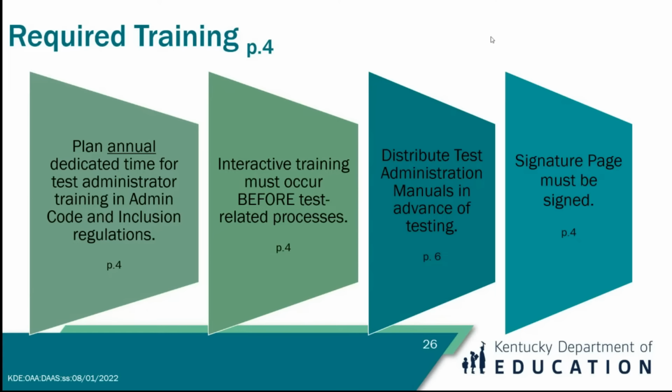This includes peer tutors. All volunteers must have administration code and Inclusion of Special Populations training and sign non-disclosure forms. The volunteers must be under the strong oversight of a certified person who will be responsible for the test administration.